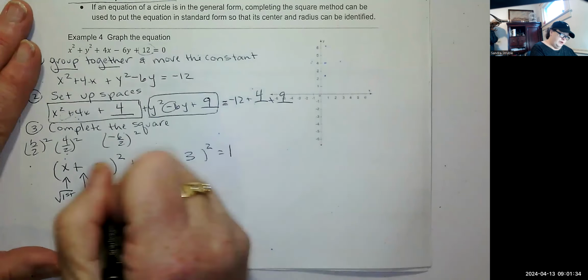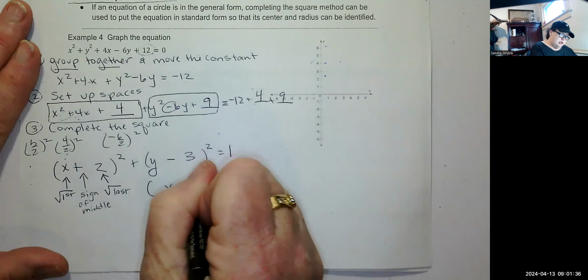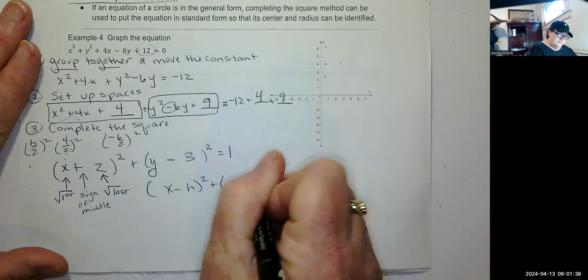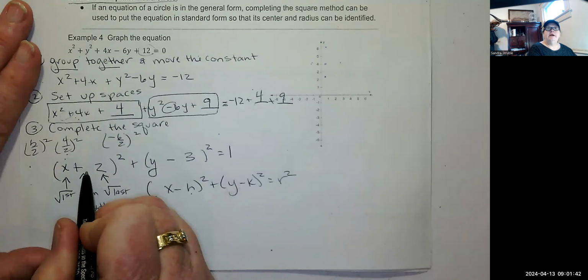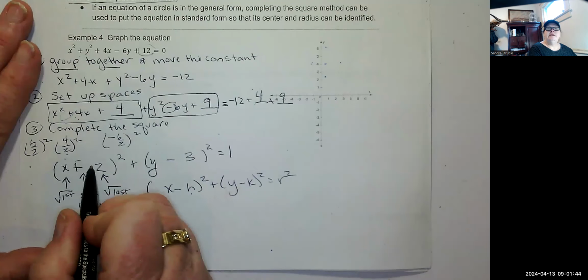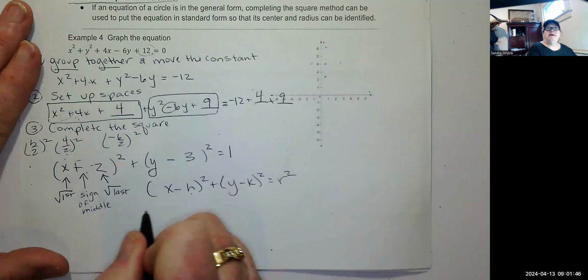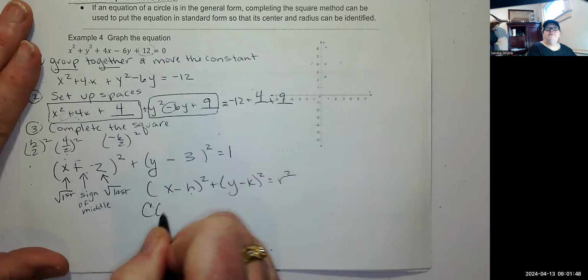So looking at that, if we think of it as x minus h squared plus y minus k squared is equal to r squared, my h here has to be, this is representative of negative 2. So my h has to be negative 2.